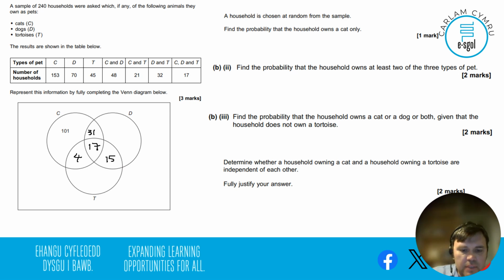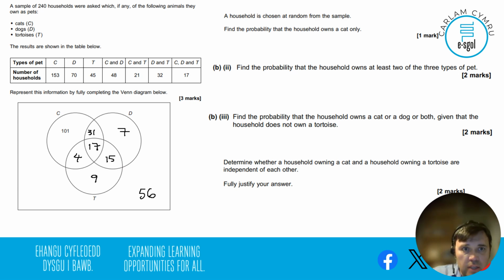If I add up the 17, the 15, the 4, and take it away from the 45, I'd get an answer of 9. And then for dogs, which has to be 70, add up 31, 17, and 15, and take it away from the 70, that would give me 7. And if I then add up each one of these values together and take it away from 240, I would get 56. So interpreting, there are 56 that don't own any of these three pets. There are 17 that own all three, and so on. So you can easily then see where all the information is.